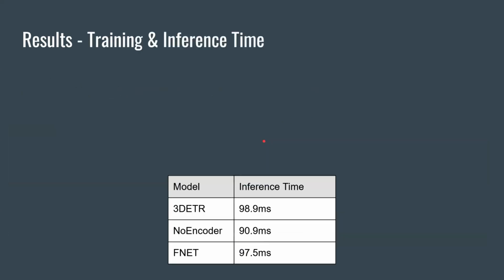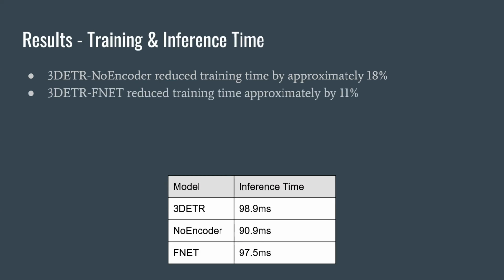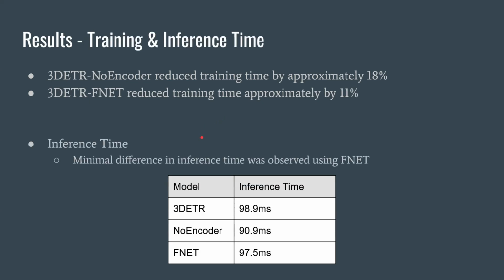For training and inference time, 3DETR with no encoder did reduce the training time by about 18% on SUN RGB-D, and using the FNet encoder reduced the training time by about 11%. For the inference time, we didn't find that there was a large difference between the different models because it varied quite significantly between inference runs, but it was pretty consistent. In general, no encoder was faster. FNet was right in between 3DETR and no encoder.